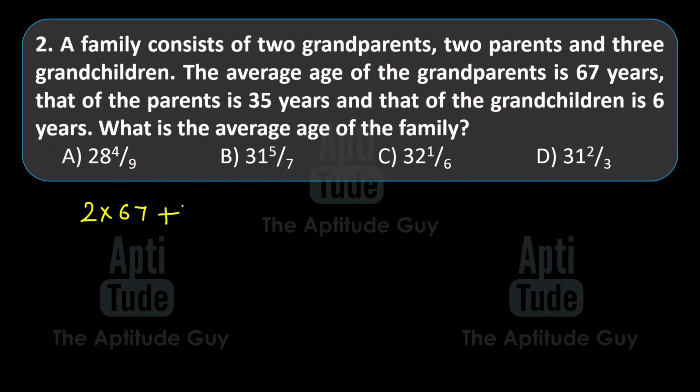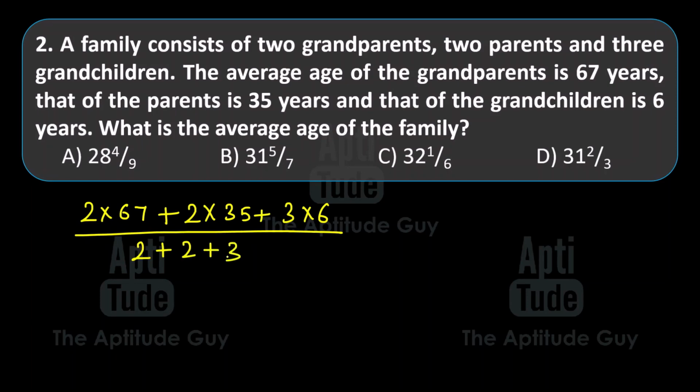Plus, we have 2 parents and their average age is 35. Plus, we have 3 grandchildren and their average age is 6. 3 times 6. This whole thing is divided by the total number of people, that is 2 grandparents plus 2 parents plus 3 grandchildren, that is 7. Now all you have to do is solve this.